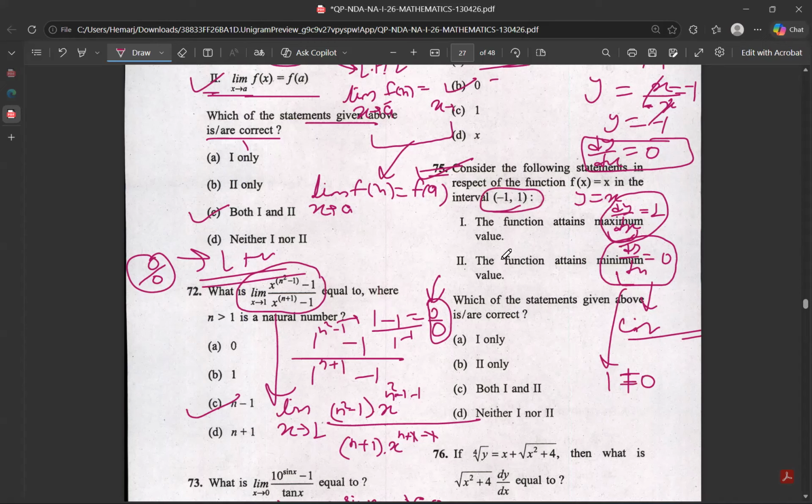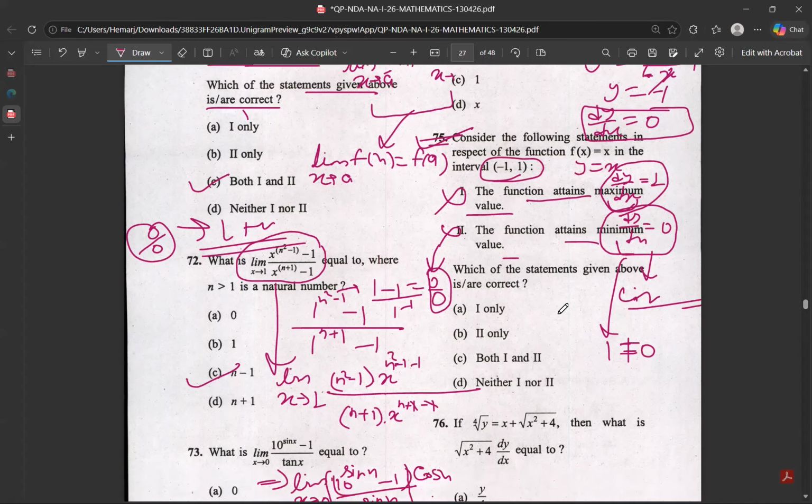One way to understand this question: the function will attain a maximum value, or the function will attain a minimum value. Two options are there. So this function will neither attain the maxima nor the minima, because there are no critical values. So one way to understand this question was the traditional way, or we can say from the rules, how we studied it.